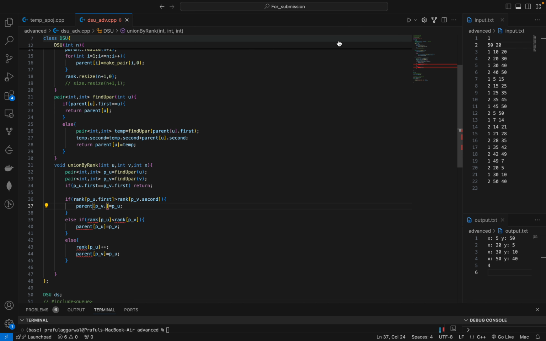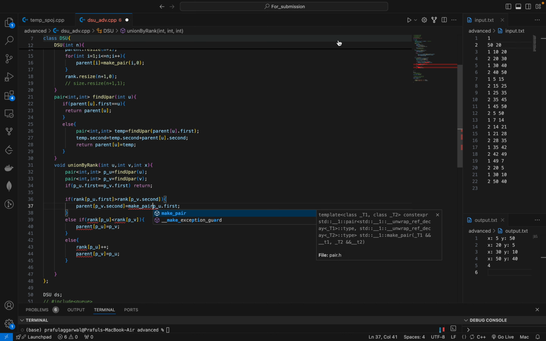Okay, so now we want to change the ultimate parent of second. It should be the parent of current one, but it will be a pair, right? We also need the distance. What's the distance between them?